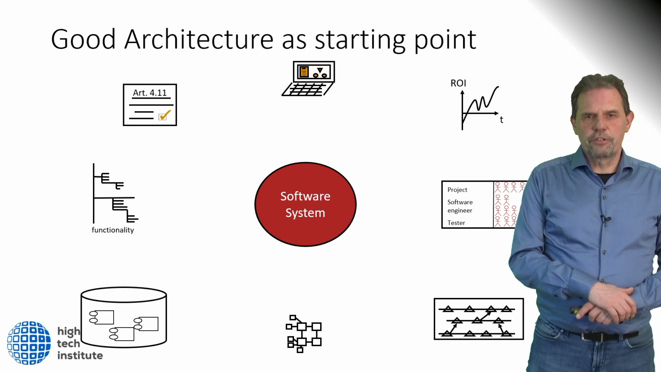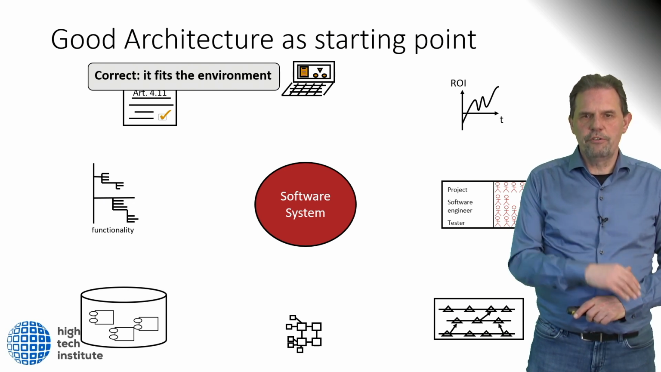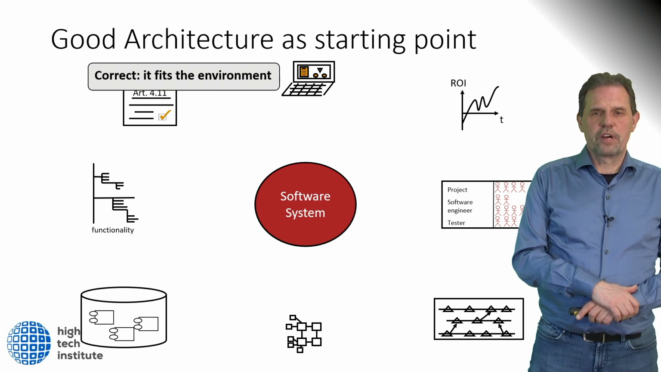And this brings us to the first C of good architecture, which is correctness. Correctness is about the system fitting the environment. In order to do that, you need to create a good image of this environment.